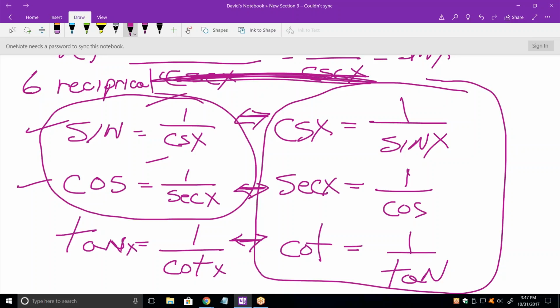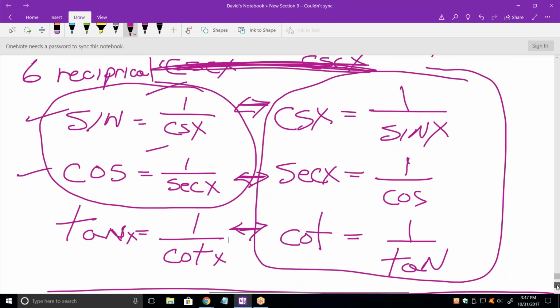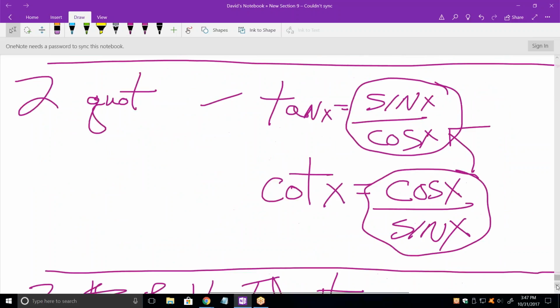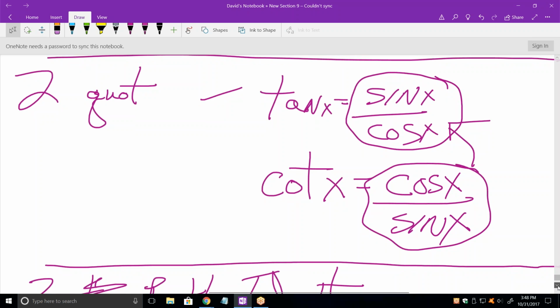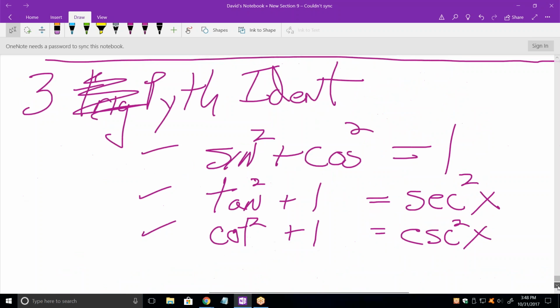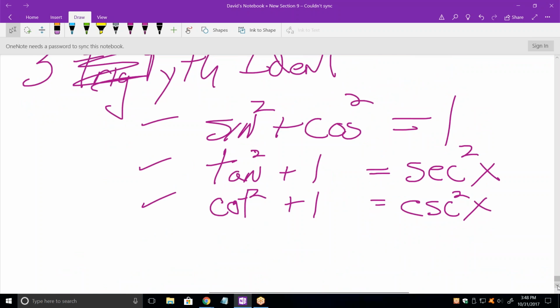There's 2 on this page. There is 1 quotient that you have to memorize, which is the tangent, at which point you can figure out what the cotangent is. And there are two Pythagorean identities. There's the first one and the second one. But the third one you can figure out from the second one.